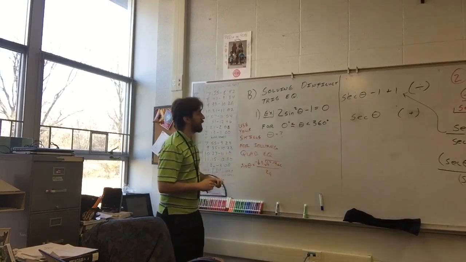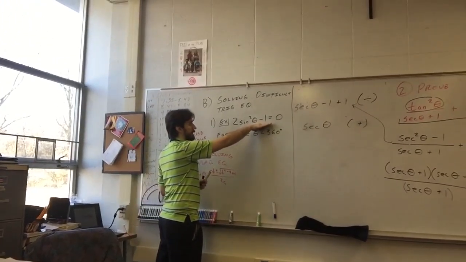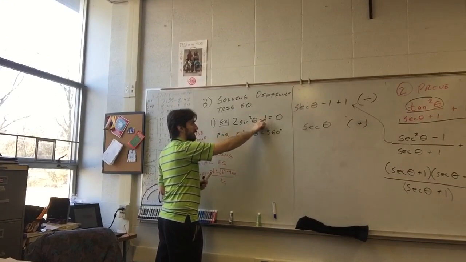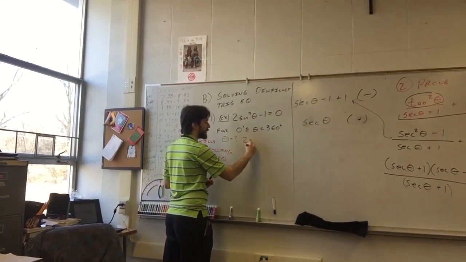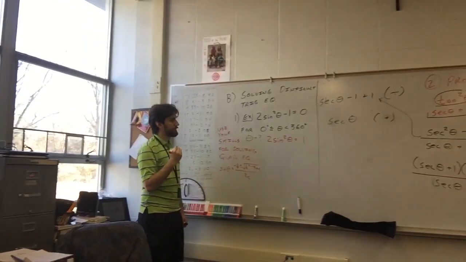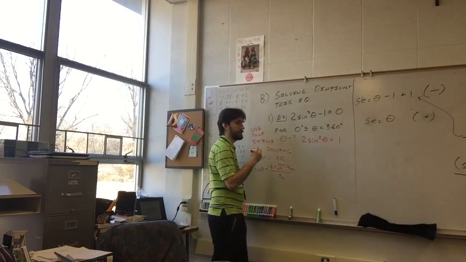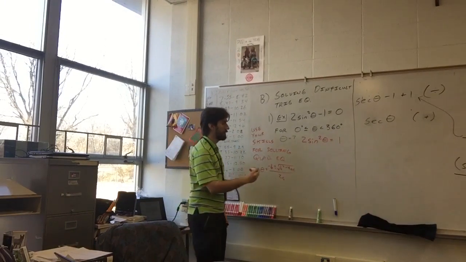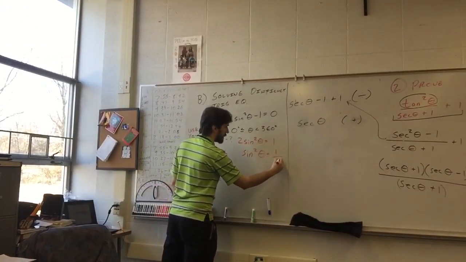So let's try this one. What would be the first thing you would do to get theta by itself here? Yeah, add the 1. So you should get 2 sine squared of theta is equal to 1. Then what would you do next? Yeah, divide by 2. So sine squared of theta is going to equal a half.